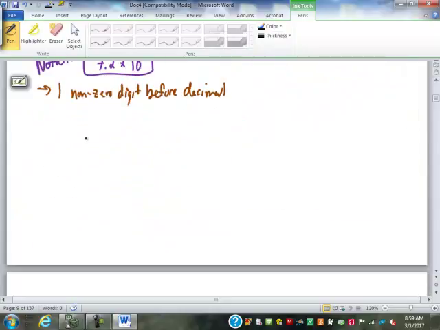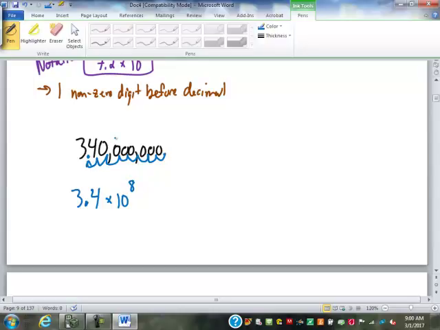So if I have 340 million, where's the decimal point right now? At the end, behind the last zero. Where do I want it to be? After the 3. So it's going to have to go 1, 2, 3, 4, 5, 6, 7, 8 places. So in scientific notation, this is 3.4 times 10, positive 8 or negative 8? Positive 8. That's a big number, right? That's the positive power of 10 place values.